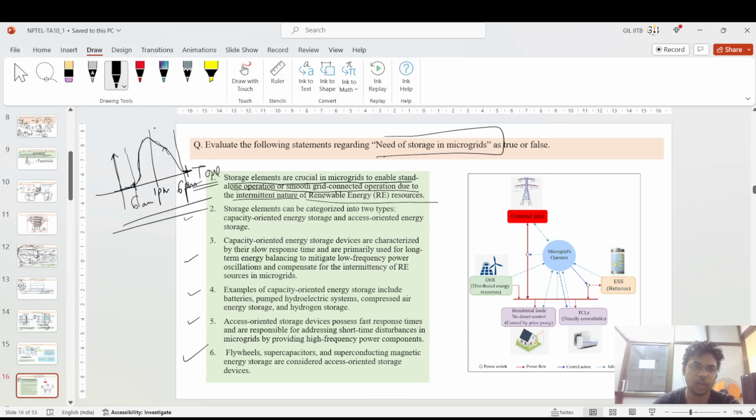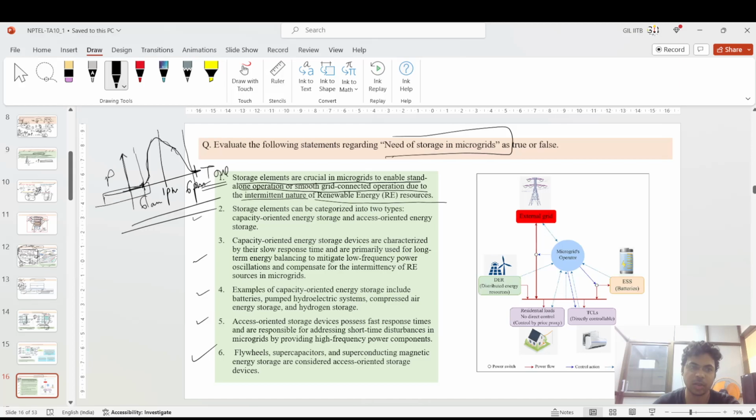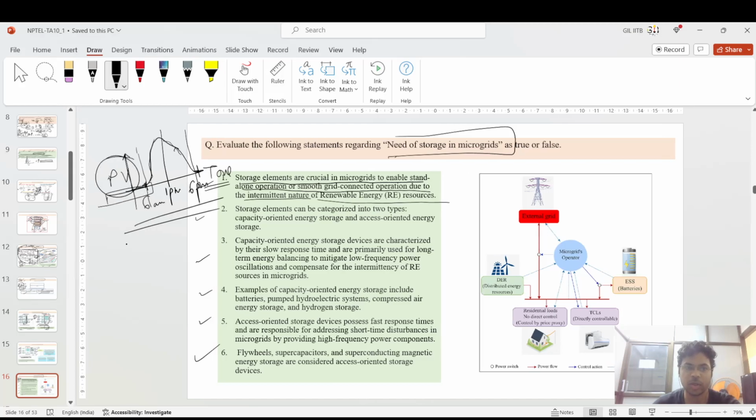Why this? If the weather condition is not normal, then at that particular point your curve can differ. So for that operation, you need certain storage elements which can provide supply at non-PV generation times. This storage system can discharge when the PV is not available, and it can charge when the PV is available. For this operation you need battery banks or ultracapacitors.